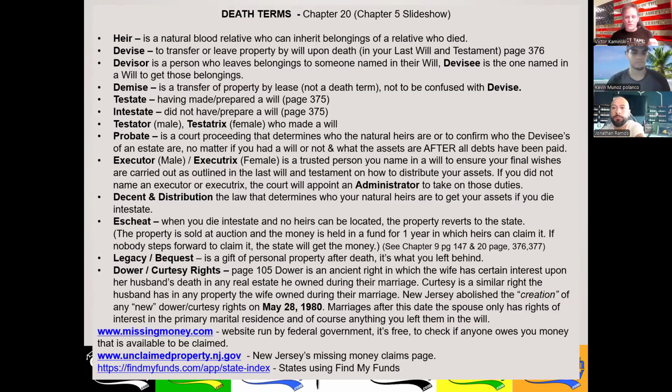So we need to know for exams, dower is the wife's right in the husband's property, courtesy is the husband's right in the wife's property. And what is the date that New Jersey abolished the creation of new dower and courtesy rights? May 28, 1980, you do need to know that date. You will probably get it on exam.